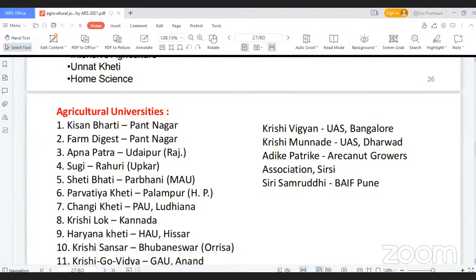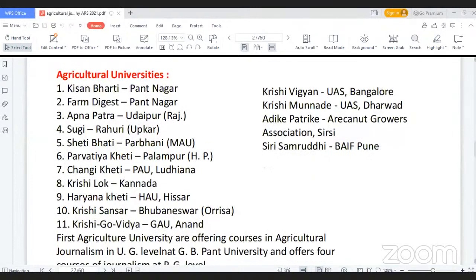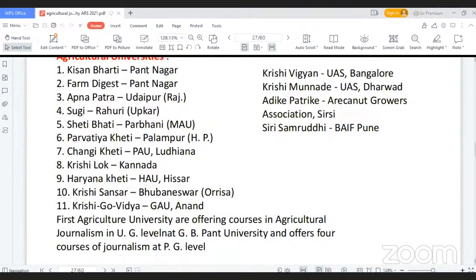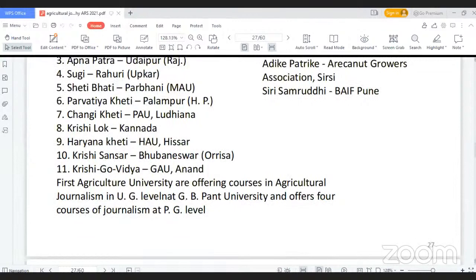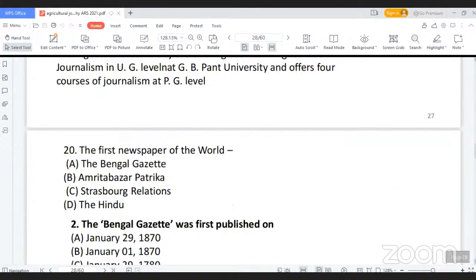And there are some journals published by the agricultural universities. This one would be Rahuri; you can remember this, no problem. Sheti Vivek, Prajvani, or Kisan Bharti. Then Changi Kheti, PAU Ludhiana. Krishi Sanchar, Bhubaneswar. Krishi Go Vidya, and Sri Samruddhi, of the BAIF Foundation, Pune. So in UGC NET, they will ask these questions.